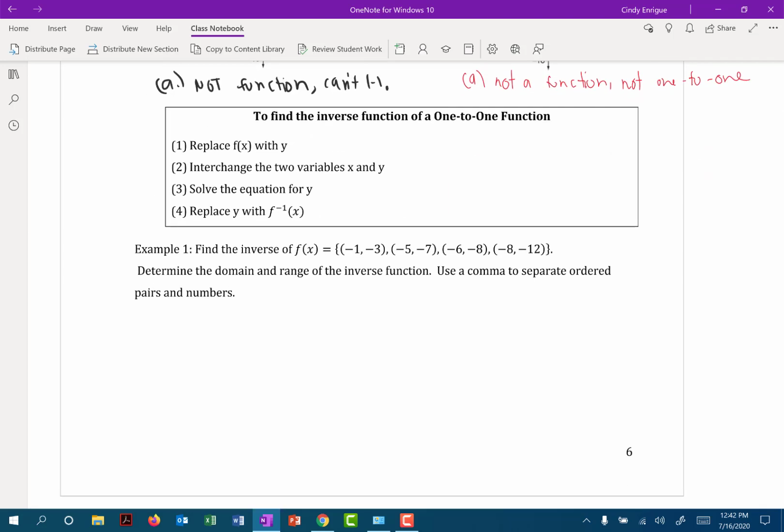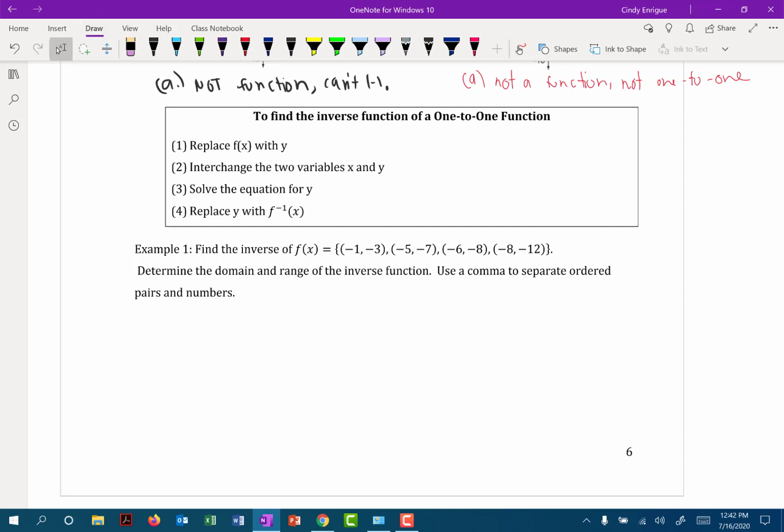To find the inverse function of a one-to-one function, well, here are the steps. It boils down to 4 of them. So for example, number 1, it says to find the inverse of this function f. Well, what is happening with this function f? All it is is listing ordered pairs. So it lists a group of ordered pairs.